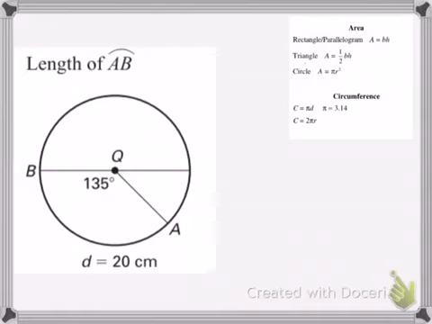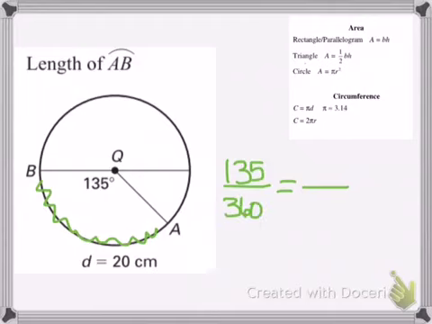Now, I want you to find the length of arc AB using the fact that they're similar. So set up your proportion and get your answer. Remember, you're going to use the part of the arc, 135 over 360. You want to find the arc length, so we use the circumference formula. In this case, I would say pi times 20, and I'm going to cross multiply to solve that.